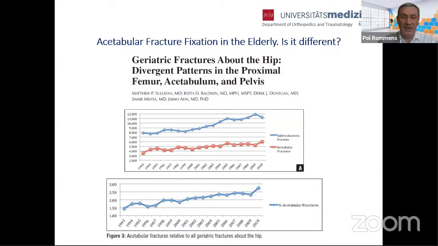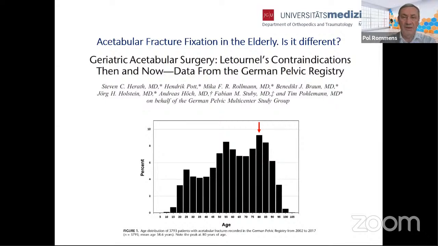And if you look in the second graphic, you see that the incidence of acetabular fractures relative to all geriatric fractures around the hip was increasing in this time between 1.4% and 2.6%. So it's still not a very common pathology, but it's clearly increasing in relation to other pathologies. If we look at the data from the German pelvic registry, here you see a registry between 2002 and 2017, then you recognize that the highest number of acetabular fractures in this registry was in people of 80 years old. So this is a very recent registry, and I think that reflects very well what we see today.